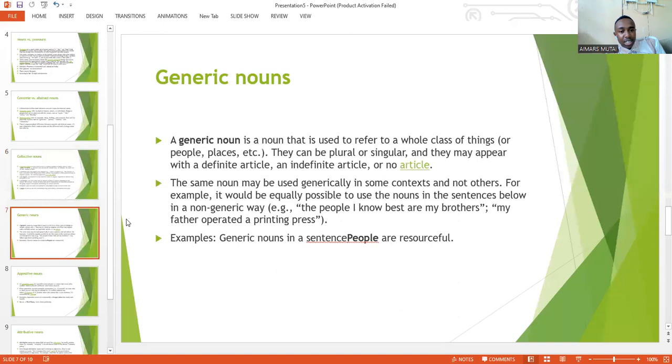Let's now see generic nouns. A generic noun is a noun that is used to refer to a whole class of things, people, places, etc. They can be plural or singular, and they may appear with a definite article, an indefinite article, or no article. The same noun may be used generically in some contexts and not others. For example, it would be equally possible to use nouns in the sentence below in a non-generic way: The people I know the best are my brothers. An example of generic use is: People are resourceful.